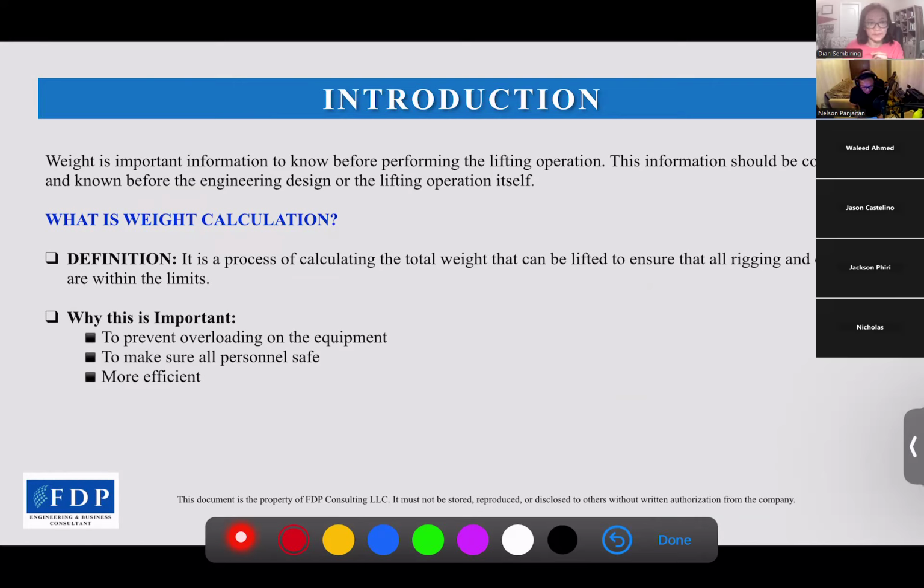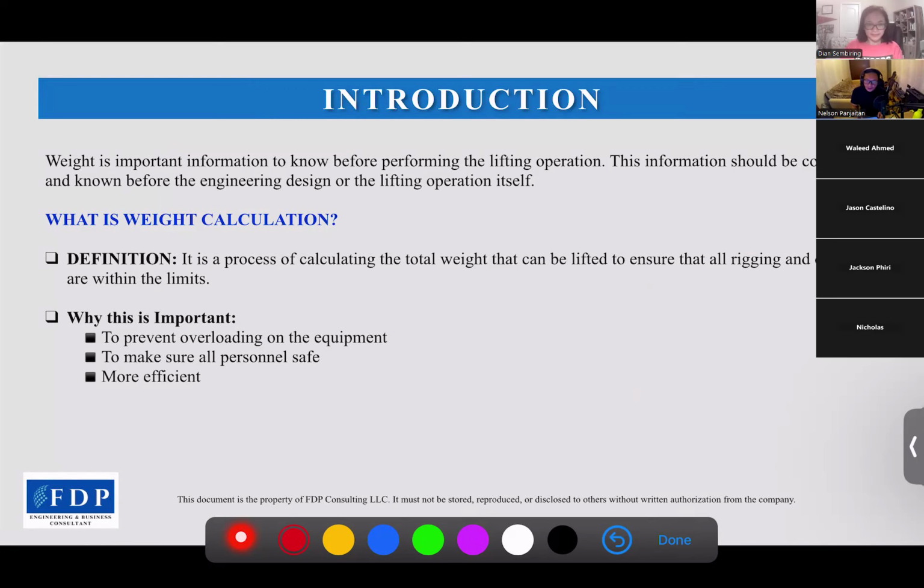What is weight calculation? It's a process of calculating the total weight that can be lifted to ensure that all rigging and cranes are within the limits. So this is our basis to do the engineering. Why is it important? To prevent overloading, to make sure all personnel are safe, and to be more efficient. When we know the weight itself, we can design the lifting arrangement more efficiently.